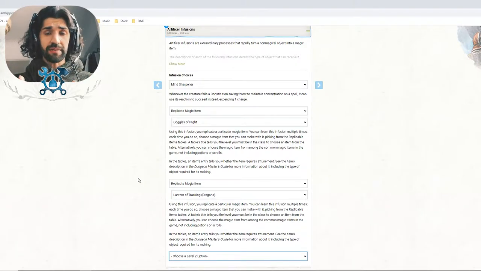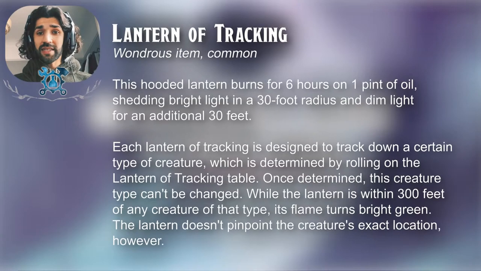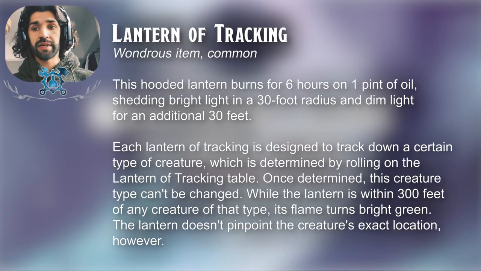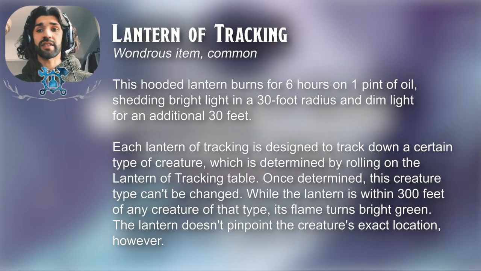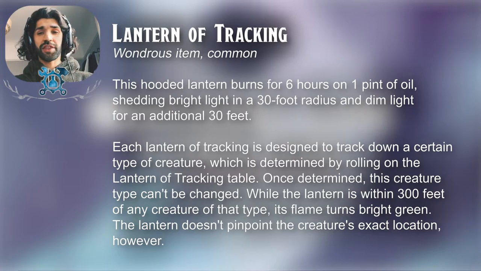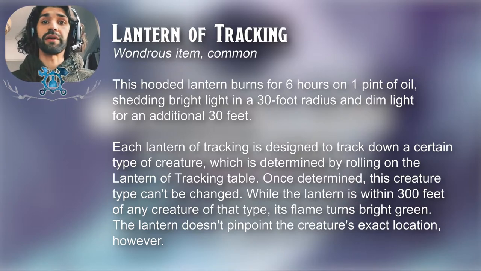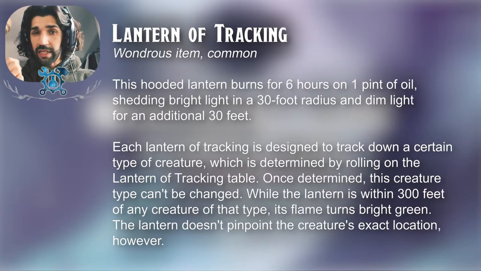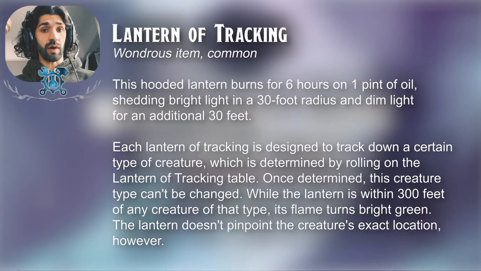Specifically, I'll bring the full description up on screen now. The lantern of tracking reads: this hooded lantern burns for 6 hours on 1 pint of oil, shedding a bright light in a 30-foot radius and a dim light for an additional 30 feet. It's designed to track down a certain type of creature, which is determined by what you find on the lantern. And while it is within 300 feet of any creature of that type, its flame will turn a bright green. So if you're looking for a specific target, this is fantastic as well.